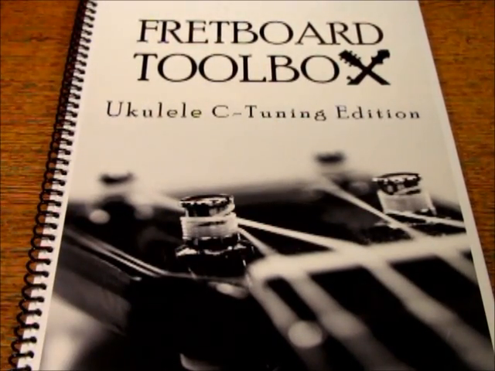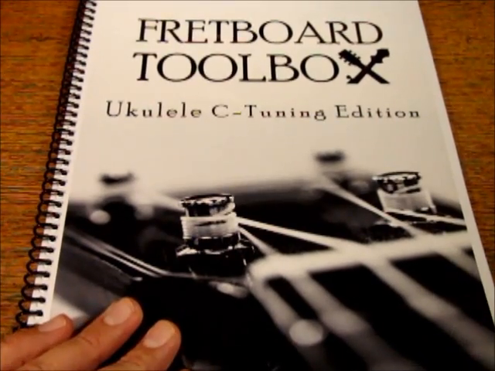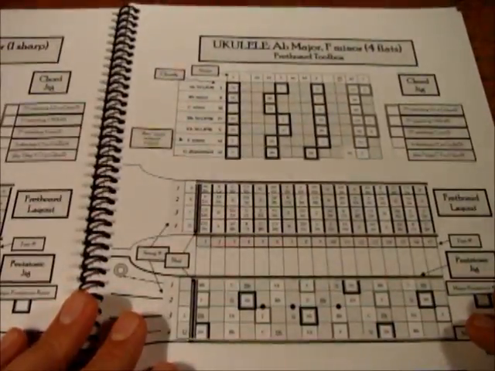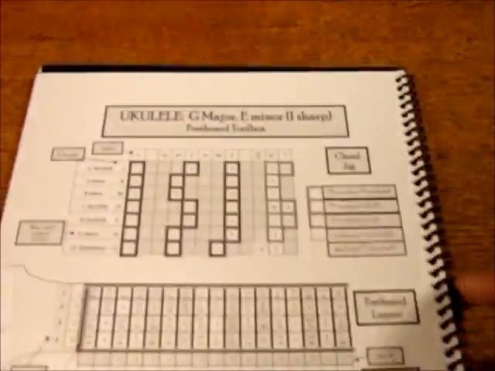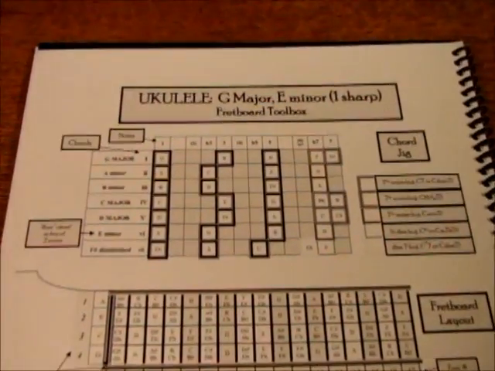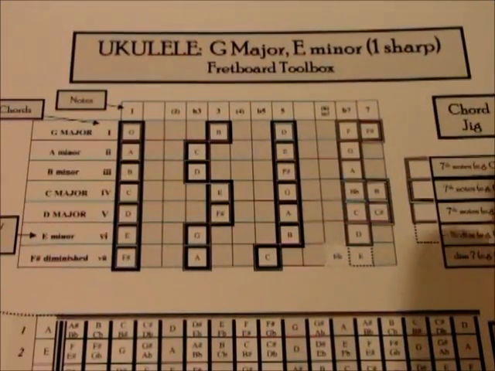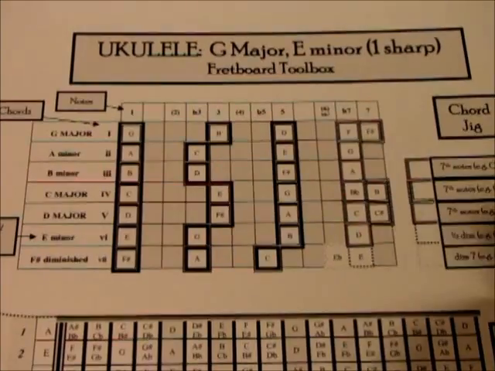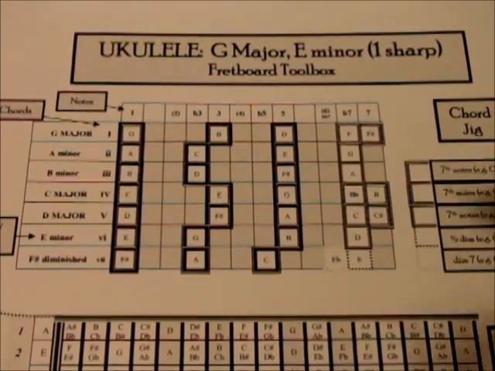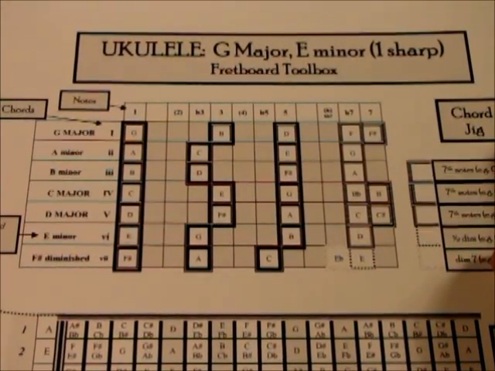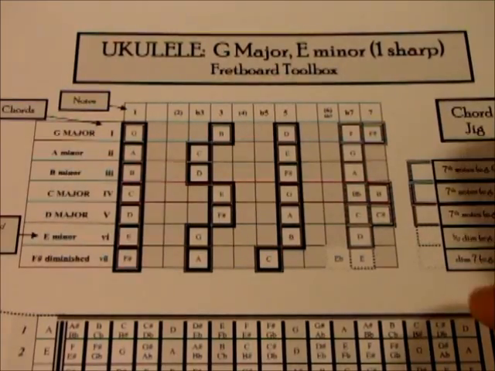Okay, now I'm going to use a Fretboard Toolbox Ukulele C Tuning Edition to try to explain how 7 chords work. A lot of times when you're playing music, you'll see the music says play a G7 here, or play an A minor 7, like an Am7. Or if you're playing some jazzier stuff, you may see play a G major 7, and I'm going to try to show you how all those work.